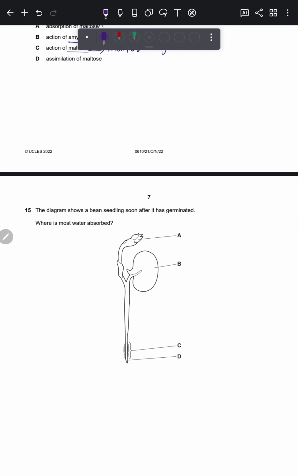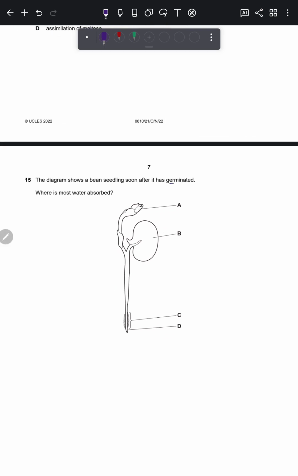Diagram shows a bean seedling soon after it has germinated. Where is the most water absorbed? I don't have much idea about this question, but I would say C, the root hair cell.